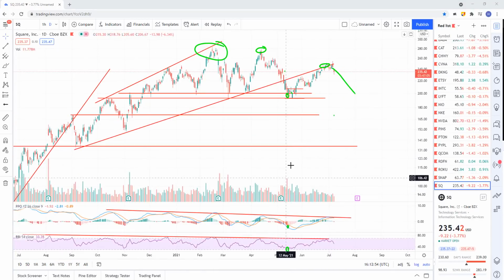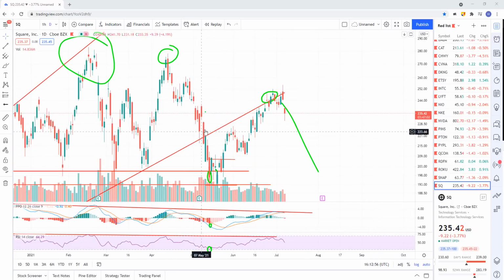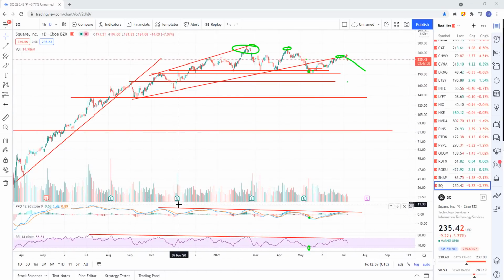Okay, and here's SQ. I talked about this one for a while. So SQ, basically, you've got negative divergence that was building for a while.